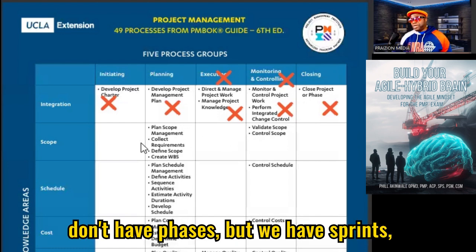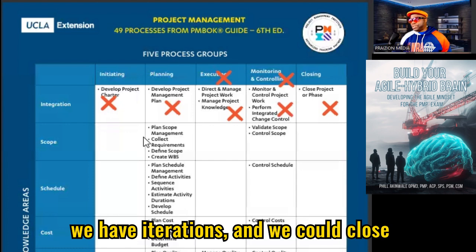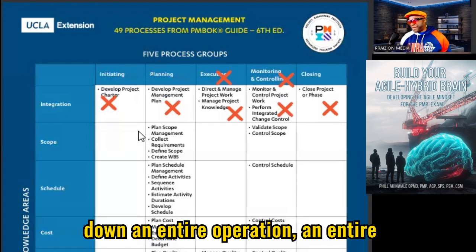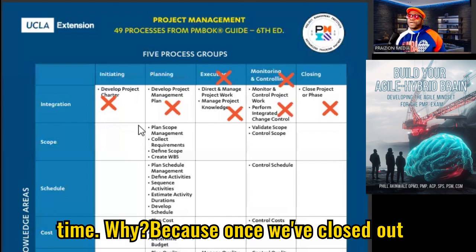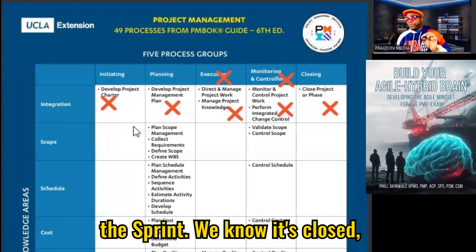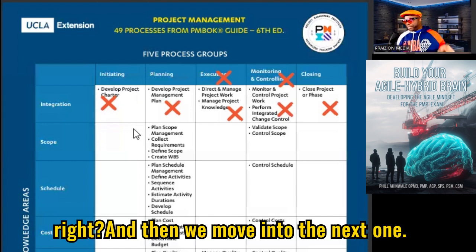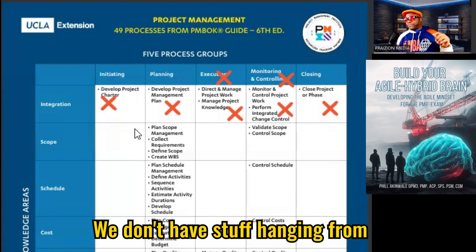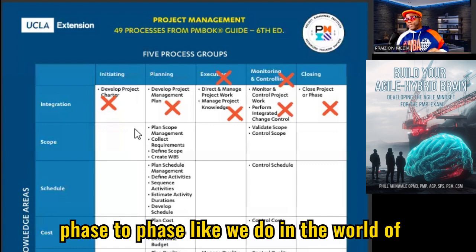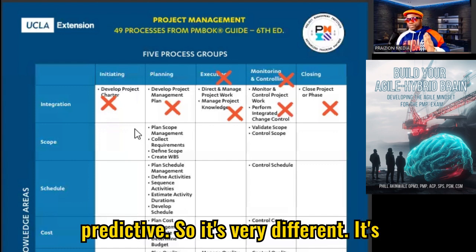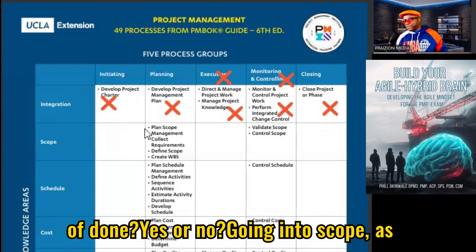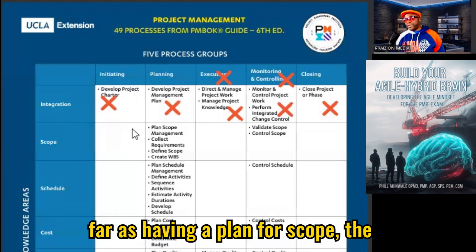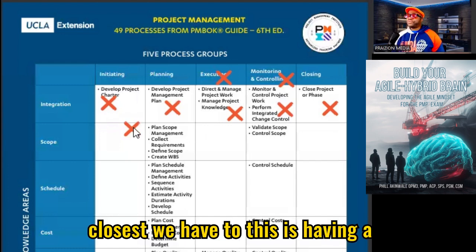We don't have phases, but we have sprints, we have iterations, and we could close down an entire operation, an entire project, an entire scope of work at any time. Why? Because once we've closed out the sprint, we know it's closed, right? And then we move into the next one. We don't have stuff hanging from phase to phase like we do in the world of predictive. So it's very different. It's a clean sweep. Did it meet the definition of done? Yes or no?